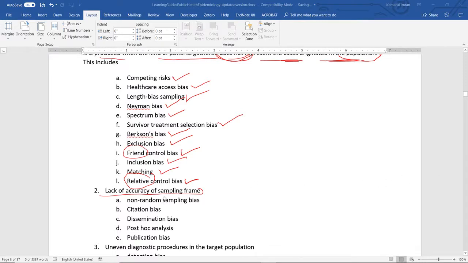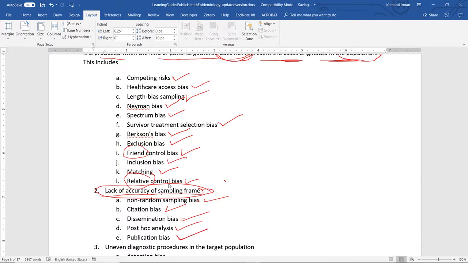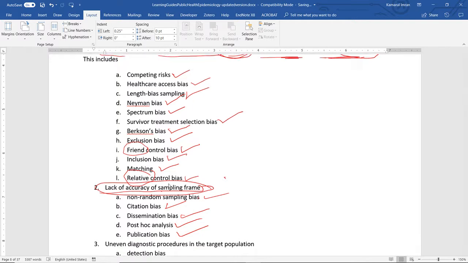So, lack of accuracy of sampling frame. The sampling frame is not accurate. So you have non-random sampling bias, citation bias, dissemination bias, post hoc analysis bias, publication bias. All right.